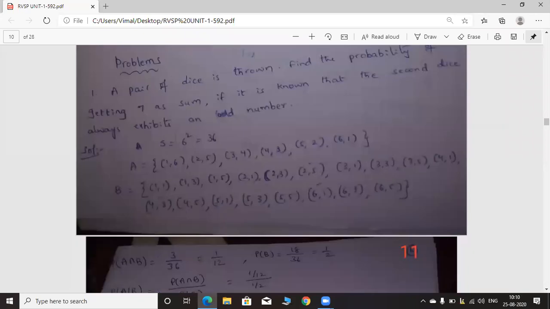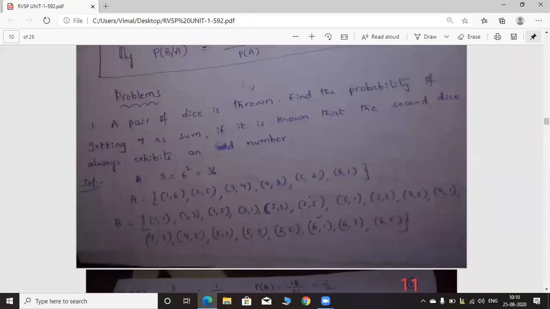See the first problem. A pair of dice is thrown. Pair means two. Two dice are thrown. Find the probability of getting 7 as a sum if it is known that the second dice always exhibits an odd number.